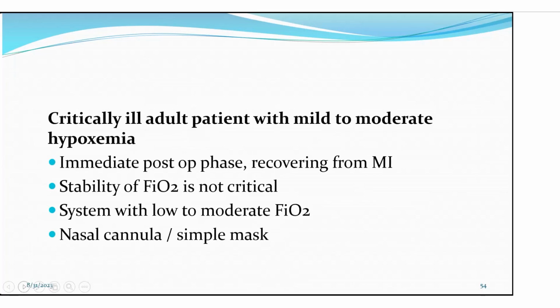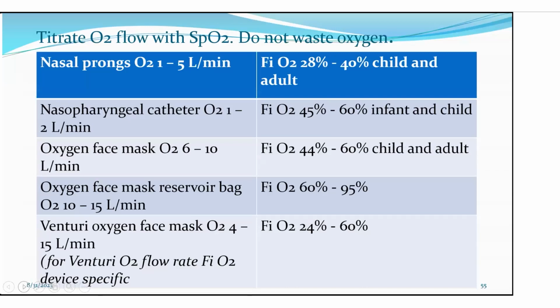A critically ill adult patient with mild to moderate hypoxemia, in the immediate post-operative phase, or recovering from myocardial infarction, where the stability of fraction inspired oxygen is not critical: a system with low to moderate fraction inspired oxygen, a nasal cannula or simple mask, can help such a patient. So when we need to titrate oxygen with SpO2, we have to monitor the patient slowly. When you come with the nasal prongs for oxygen from 1 to 5 liters, we need to come down to that kind of level, and for the infant, we should have between 45% to 60% of fractional inspired oxygen.